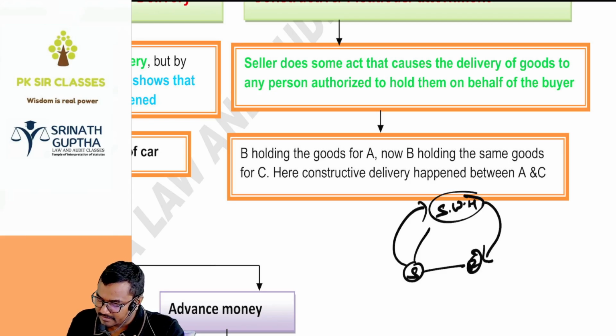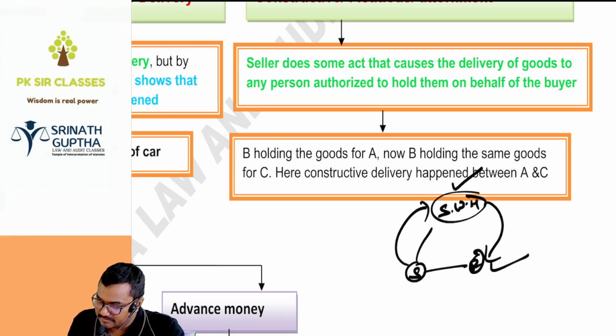Then Sahiti will make a call to Rajani: Rajani, I am holding your goods on your behalf. When a third party informs the buyer that the third party is holding the goods on behalf of the buyer, delivery is deemed to happen. There is no change in the possession.